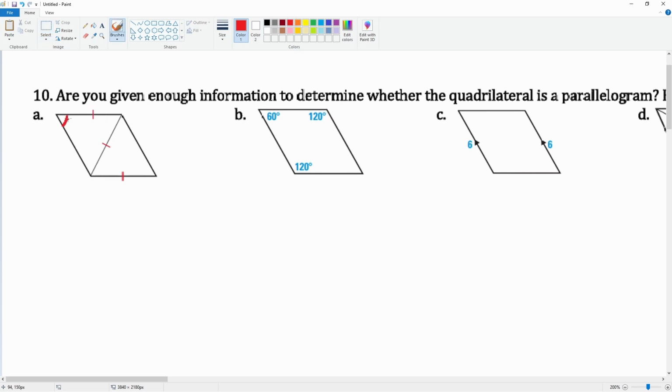So these angles are congruent, right? Because look, that is congruent to that. Therefore, this is also congruent to this. Why? Because look, that is opposite to that. That is opposite to that. So we have these markings.